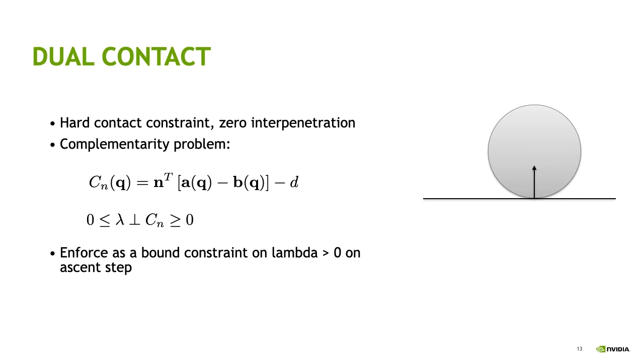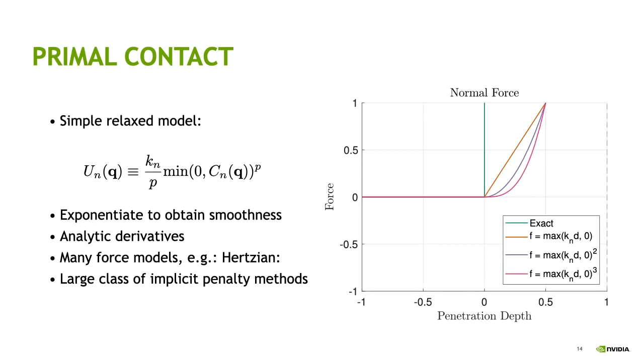So first I want to start by looking at the dual contact, because this is really, I think, the more common approach for multi-body dynamics, where we introduce these hard contact constraints to prevent interpenetration between bodies. And this gives rise to a complementarity problem that is relatively easy to fit into our dual methods. So essentially, we can enforce this complementarity constraint by projecting our Lagrange multipliers onto a positive cone after each of our iterations. The question is, how do we adapt this to our primal methods? Because there we have an unconstrained optimization problem.